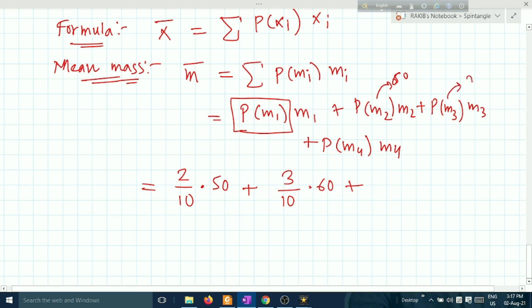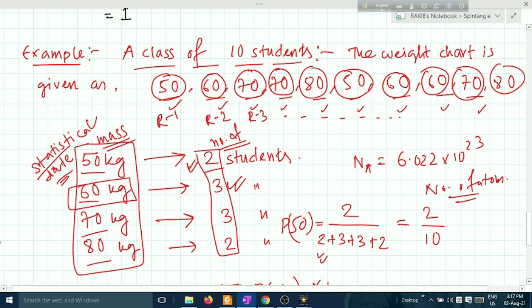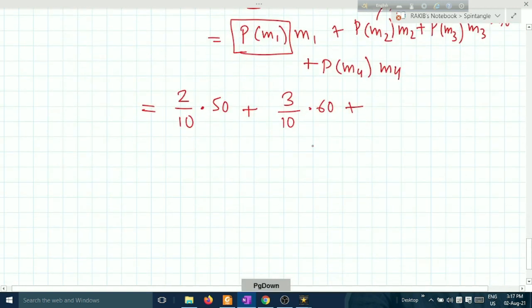Here this is the 70 kg category and this mass is 70. Okay, this means 70 kg category students, you can check it. There are 3 students having 70 kg of mass. This means 3 upon 10 becomes the probability, and this is the mass 70 kg. Okay, and the last one is the 80 kg category, which has 2 students. This means 2 by 10 is the probability of getting 80 kg category students.